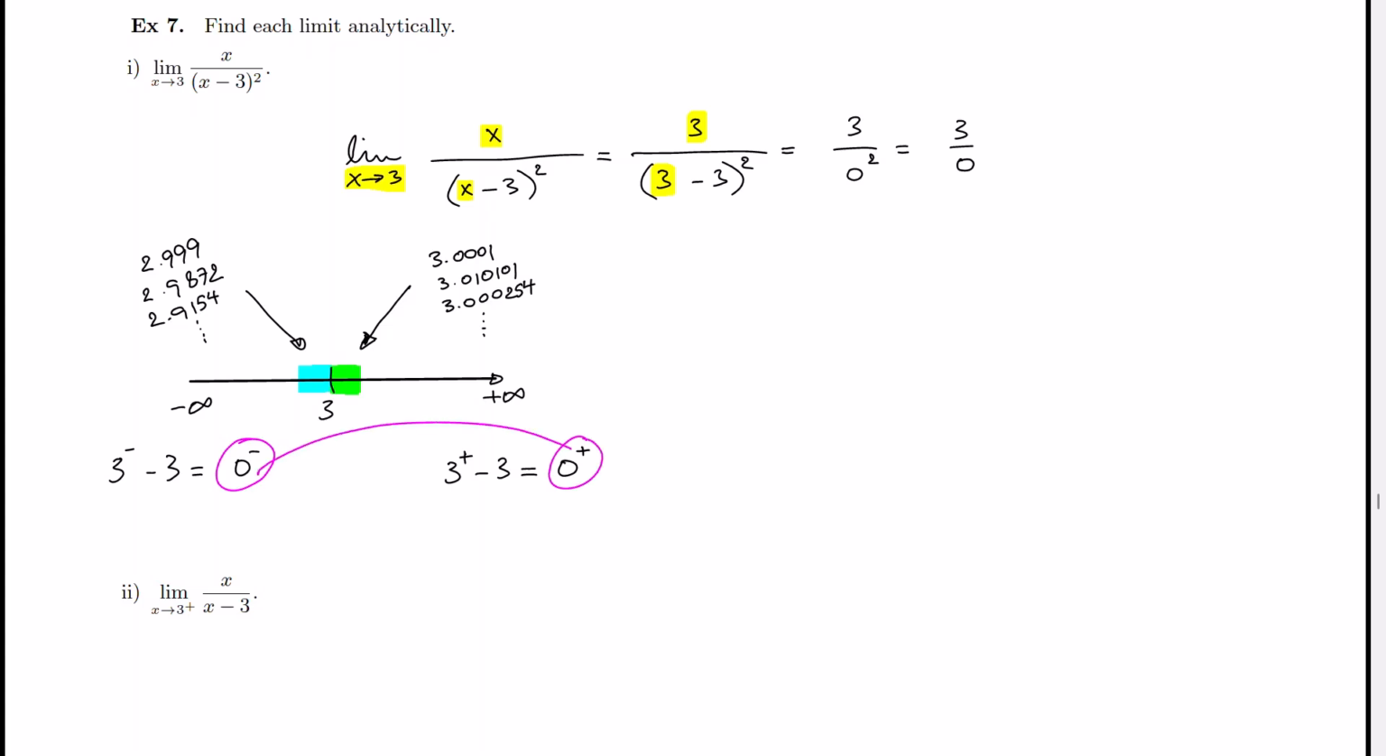Now, does it matter which one of these it is? Well, not really, because regardless, everybody is going to get squared eventually.